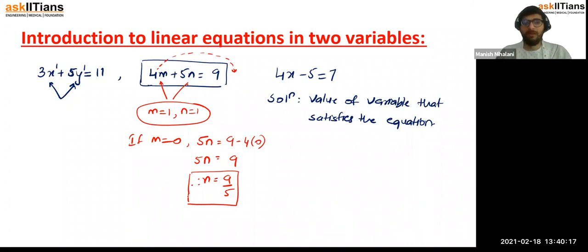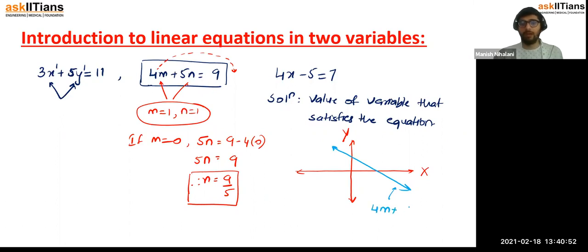So we would say when you try to represent these equations on a rectangular Cartesian plane, on a rectangular Cartesian coordinate system, that is, where we have been studying what is x-axis, what is y-axis. So when you try to draw or represent this equation in the form of a graph, in the form of a coordinate system, we would be getting a straight line, right? We would be getting a straight line. Now we would say that this is the graph of 4m plus 5n is equal to 9. This is the graph of this line.